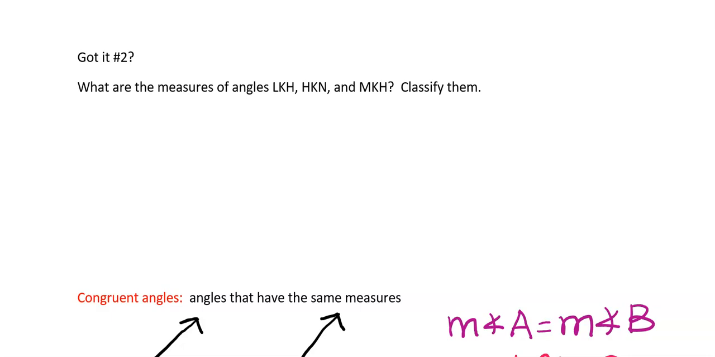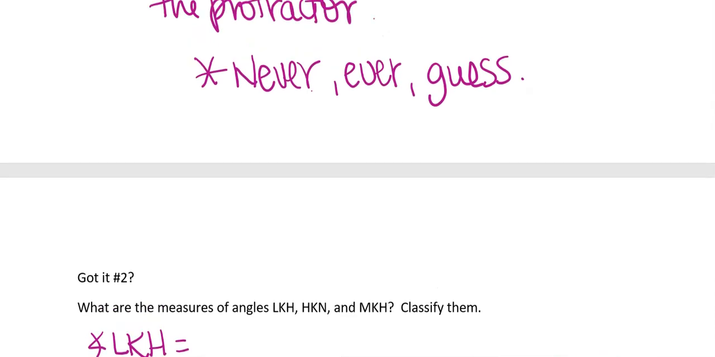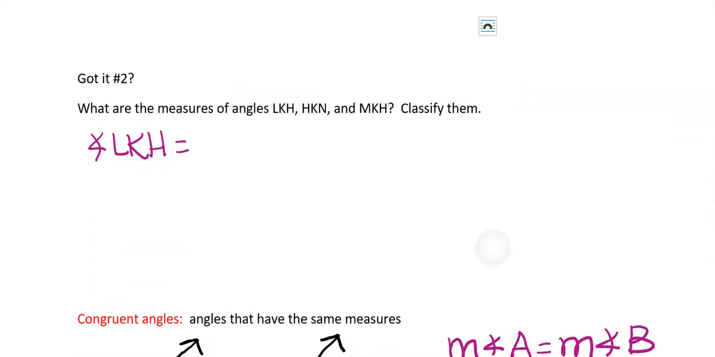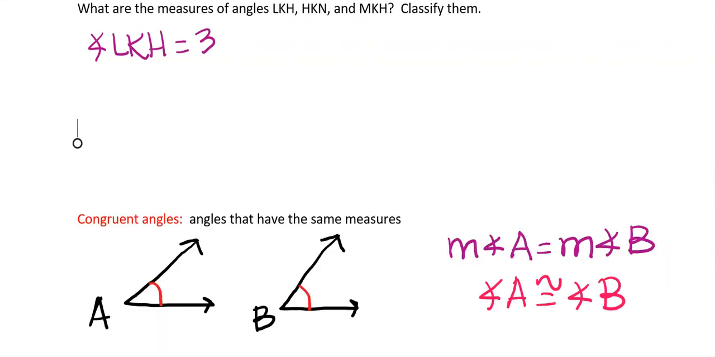They are using the exact same protractor as they were before. So we're going to go with LKH. LKH opens to the left, so I'm going to use the numbers on the outside of my protractor. It goes from 0 to 35 degrees, and it is acute. So I'm going to say 35 degrees, acute.